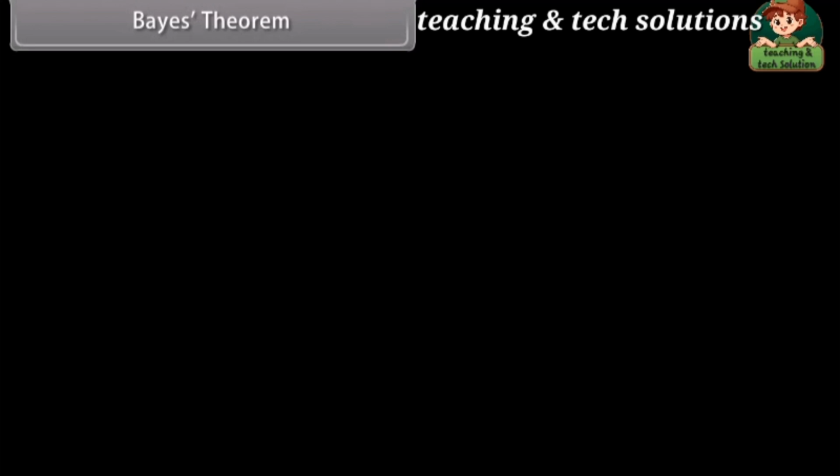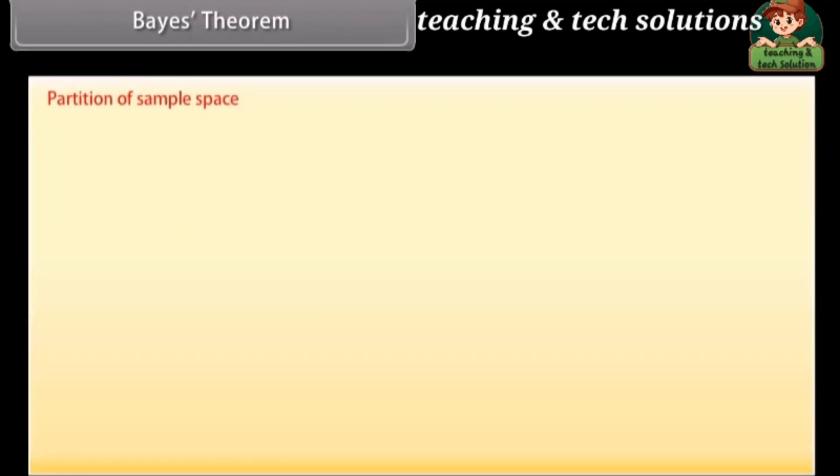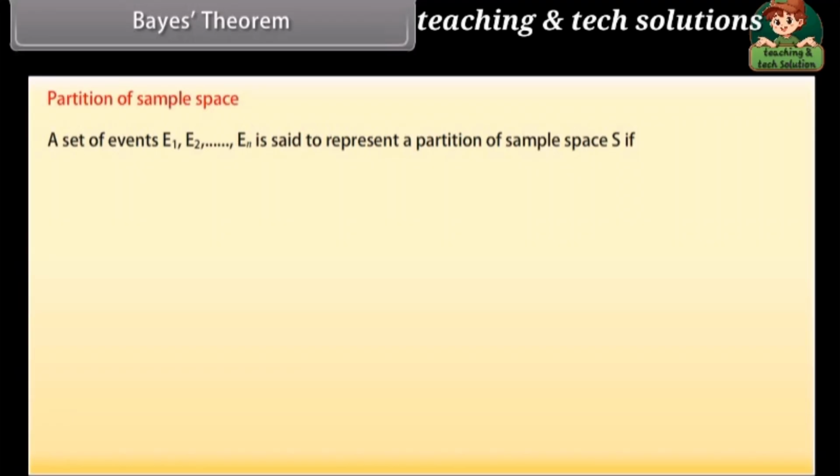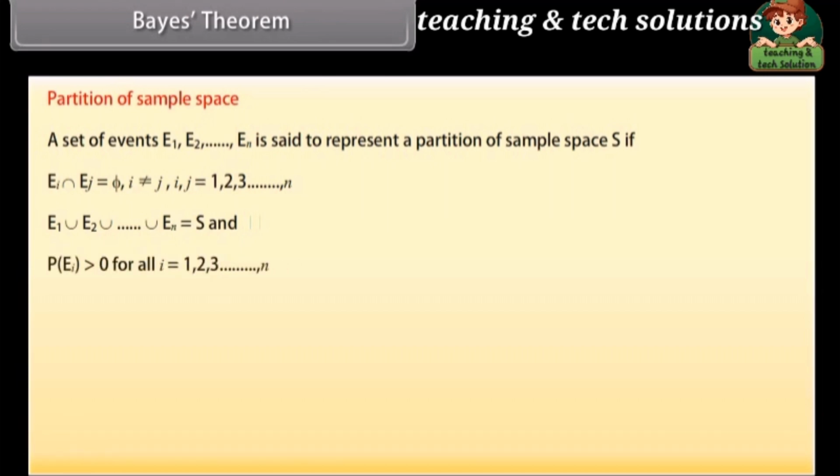Bayes theorem. Partition of sample space. The set of events E1, E2 up to En is said to represent a partition of the sample space S if Ei intersection Ej is equal to the null set for i not equal to j, where i, j is equal to 1, 2 up to n, E1 union E2 union up to En is equal to S, and the probability of event Ei is greater than 0 for all i equal to 1, 2, 3 up to n.